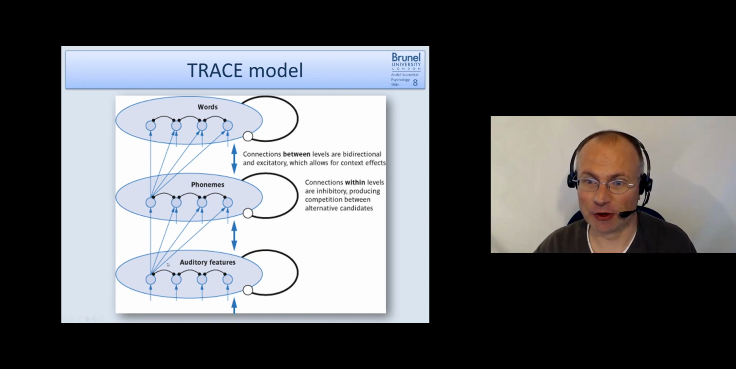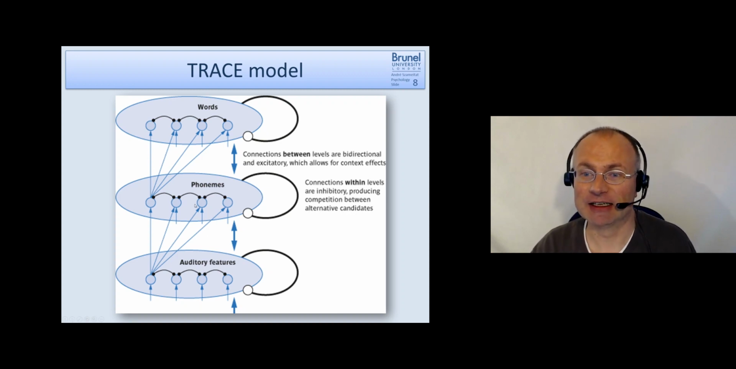and the idea is to have different levels or layers for the auditory features, for the phonemes, and for the words. So this is the lowest level and this is the highest level, and there are connections between these different levels. So the phoneme level can activate features in the auditory level, and of course the auditory level can activate this, and the phonemes can activate words, but the word level can also send back activation to phonemes.